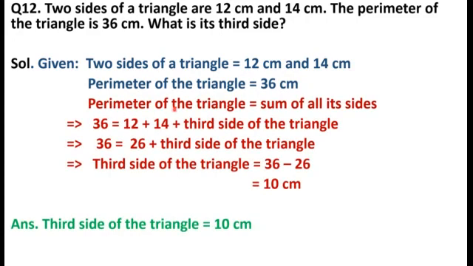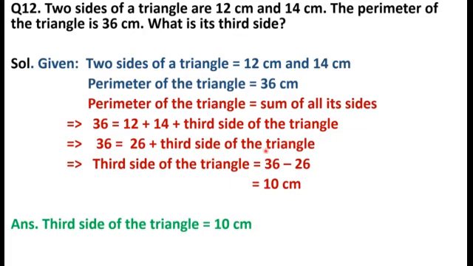So perimeter of the triangle is equal to sum of all its sides. Okay, so we'll substitute the value. Perimeter is given, 36 is equal to 12 plus 14, the 2 sides, plus we don't know the length of the third side. So we will write third side of the triangle. Okay, so 36 we have written as it is and 12 plus 14 we get 26 plus third side of the triangle. Still we don't know. So now we have to find third side of the triangle.